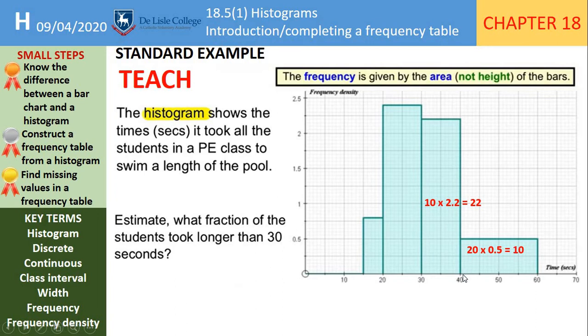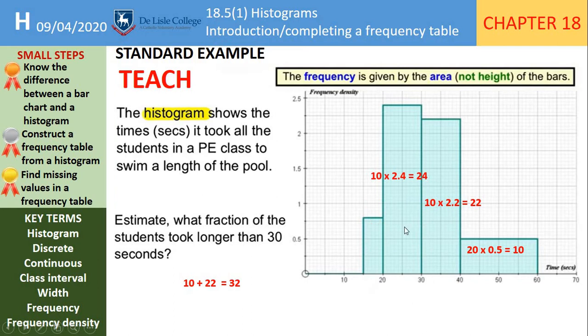This height's easier. So 40 to 60 is 20 multiplied by the height of 0.5, which gives you 10. So the number of students that took longer than 30 is 32, but remember we want this as a fraction of the whole amount, so we've got to go back and work out these two here.